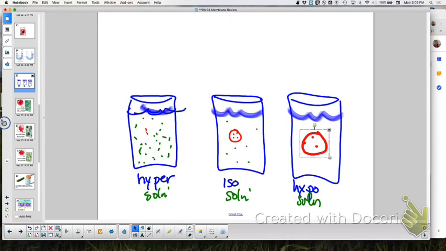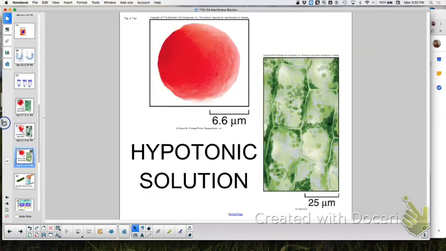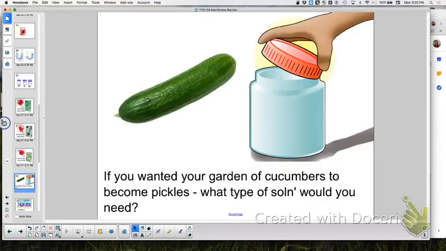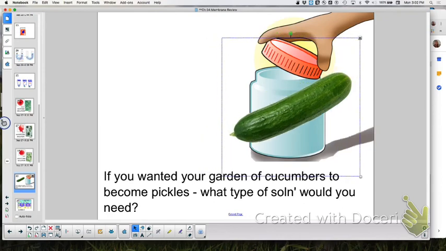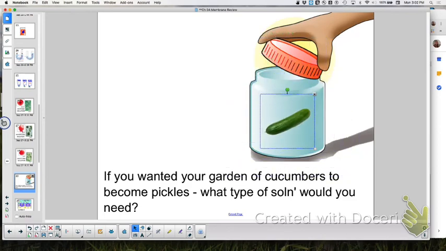Okay, so then we saw that. Here's isotonic, red blood cell, plant cell. Here's hypertonic, water must flow, it's shriveling down. And then hypotonic, it's swollen up. Then take a look right here. I didn't want to draw it this time because that worked out poorly. So I actually went and got a cucumber. If I have this garden, I have all these cucumbers, what kind of solution do I need to put it in if I want to have pickles? Hypertonic, because water must flow from the hypo, and then I could get a jar of pickles. Does that make sense?